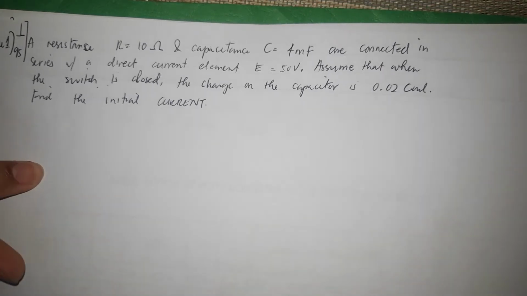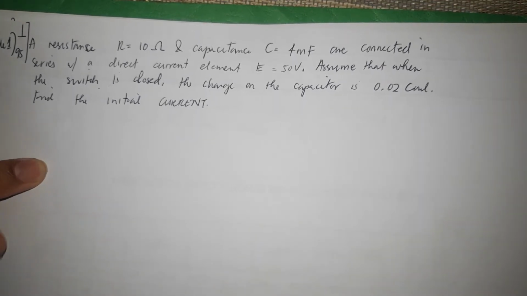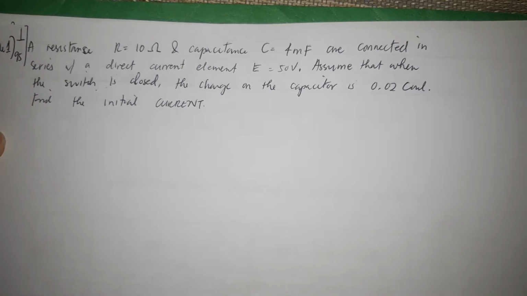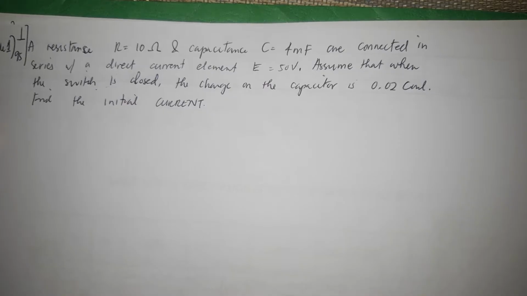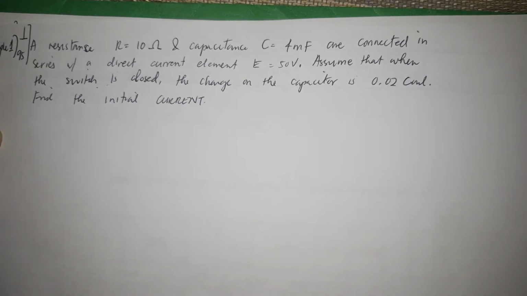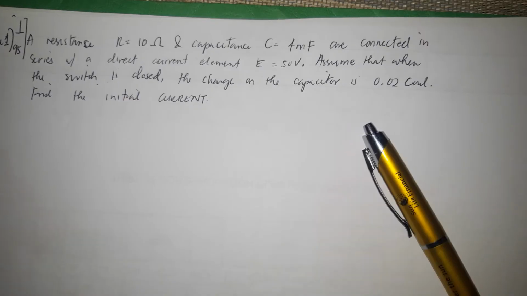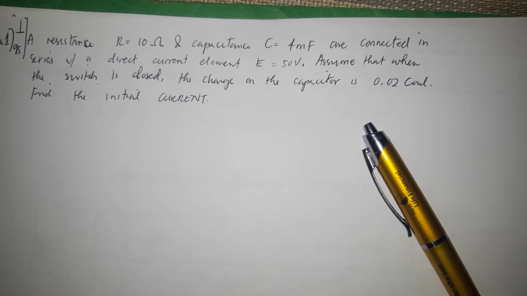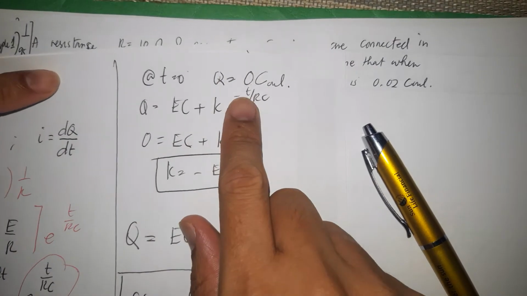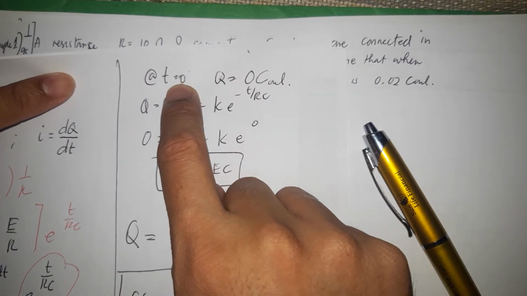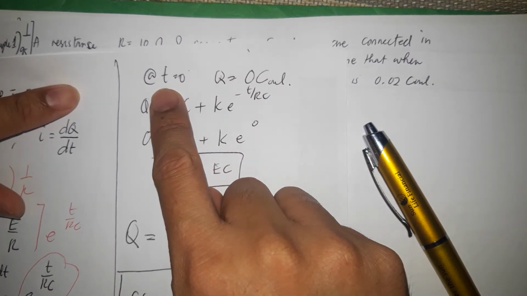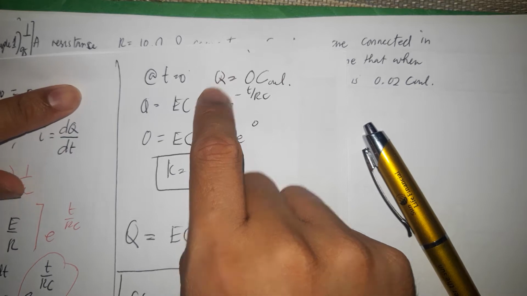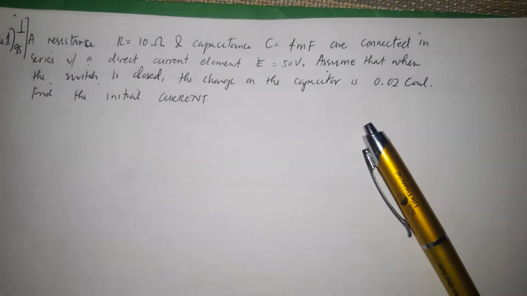A resistance R, which is 10 ohms, and a capacitance C, which is 4 millifarad, are connected in series with a direct current source E equal to 50 volts. Assume that when the switch is closed, the charge on the capacitor is 0.02 coulomb. So, ito yung sinasabi ko kanina na the charge in the given capacitor is always assumed to be 0 unless we are told to do so. So at time t is 0, the charge in the capacitor is 0. So ibig sabihin pag hindi sinabi, it is assumed to be 0.